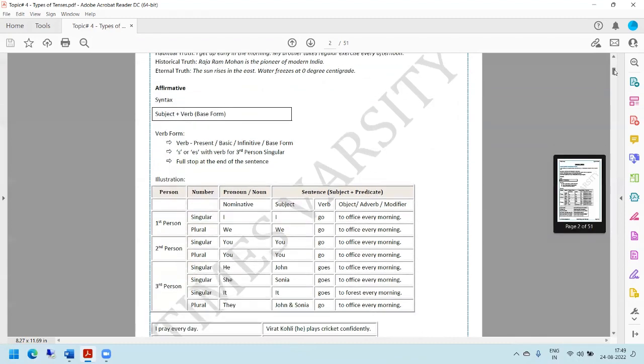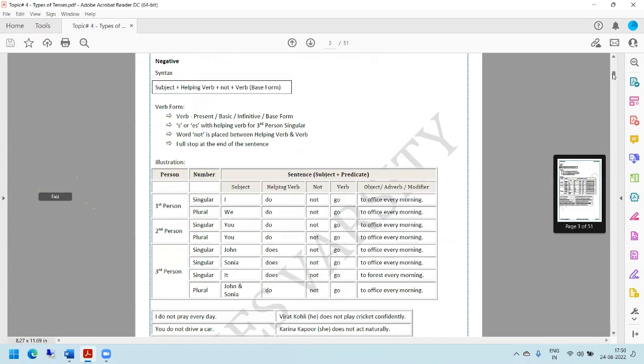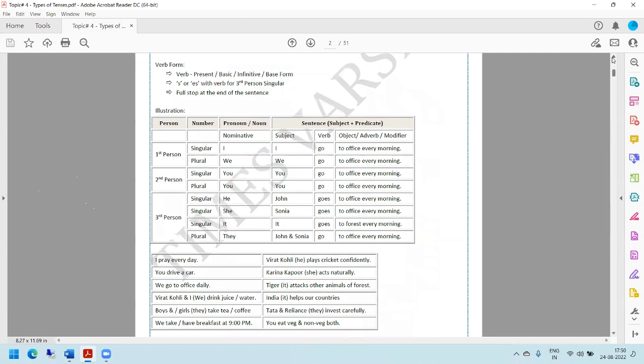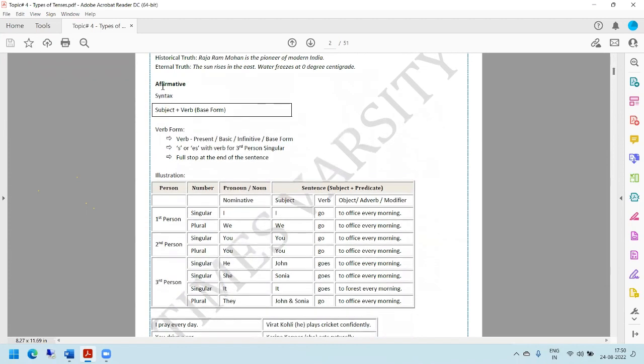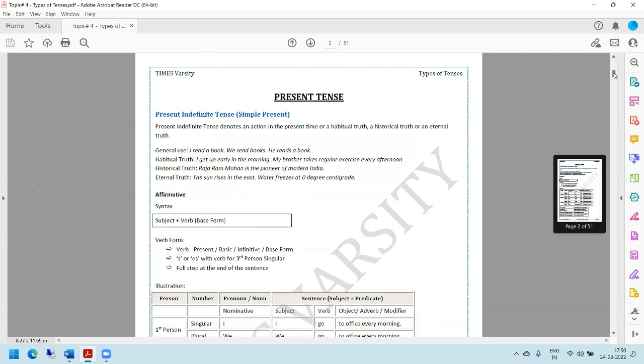In present simple tense, the first form of verb is used, and s or es is added to the verb for third person. This is the rule which we need to understand. And the syntax is: first subject, then verb, and the verb is the first form. With some examples we discussed. Now, that was affirmative. Affirmative means a positive sentence or a general sentence.